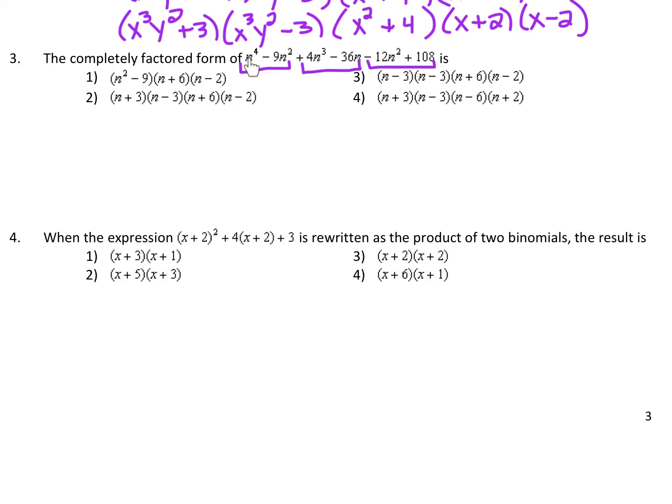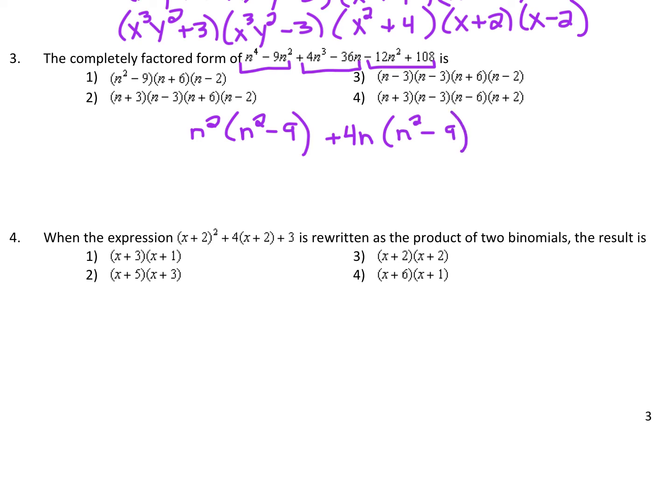So again, out of these 2 terms, I could pull out an n squared. And when I do, in parentheses, it's going to leave me with n squared minus 9. Now out of the next 2 terms, I can pull out a 4 as well as an n. And since this is a plus sign, we're going to pull out a positive 4 as well as an n. And when I do, that's going to leave me with n squared minus 9. So our parentheses are matching up so far, so this is good.